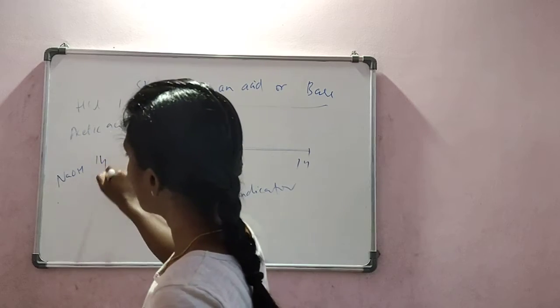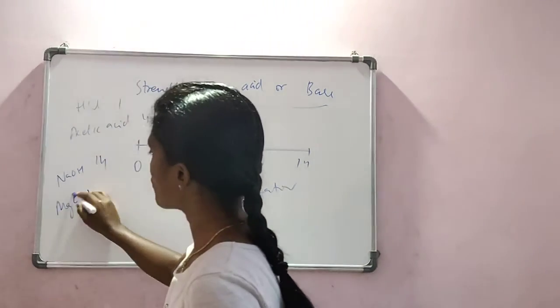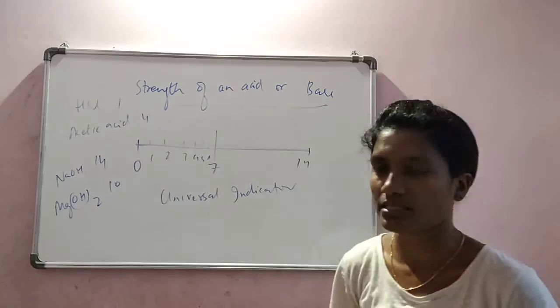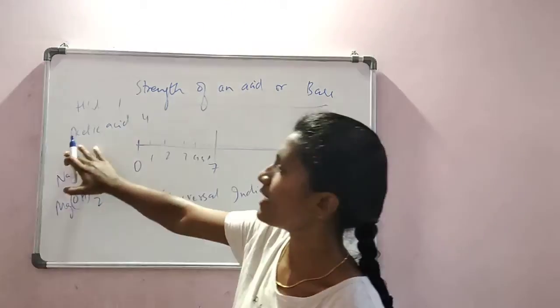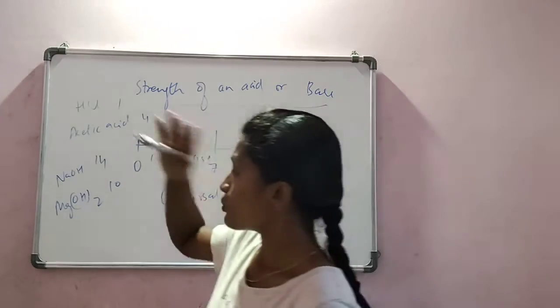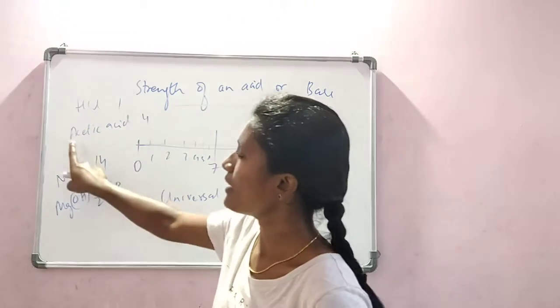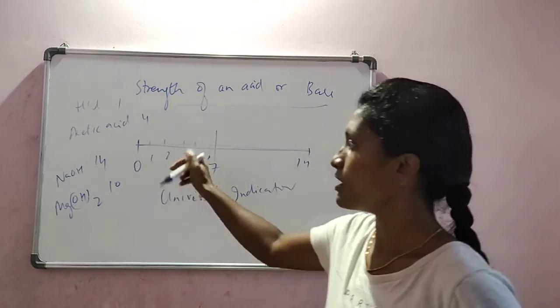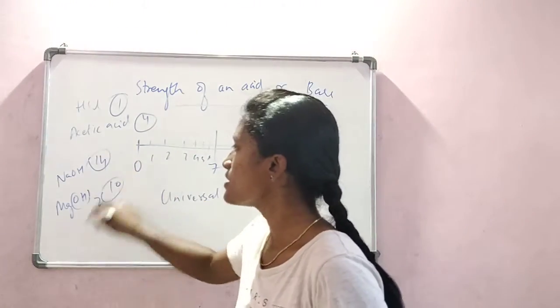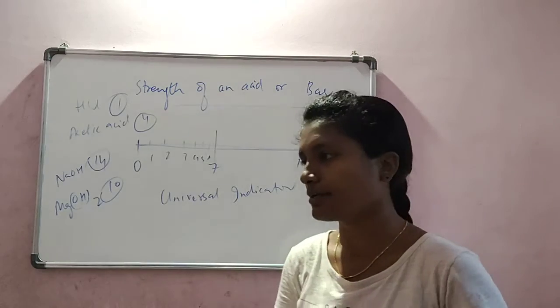NaOH shows 14, whereas magnesium hydroxide shows 10. This is a weak base, and this is a strong base. HCl is a strong acid, acetic acid is a weak acid. So how do we come to this level? How do we get to know the numbers? It is using a universal indicator.